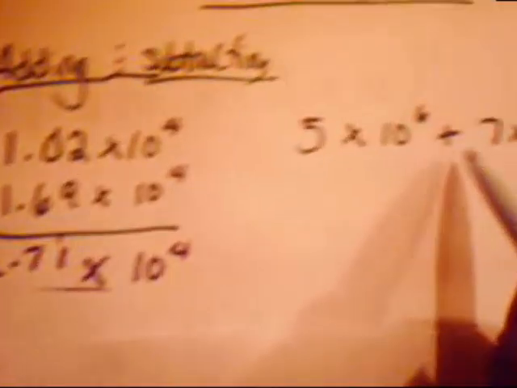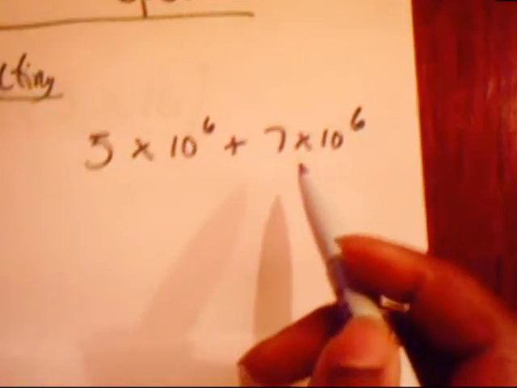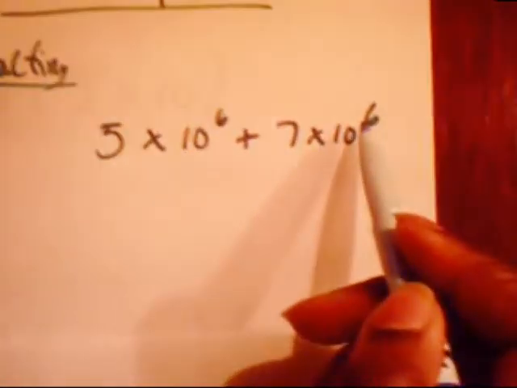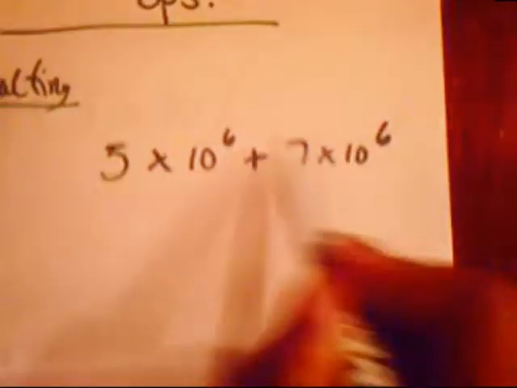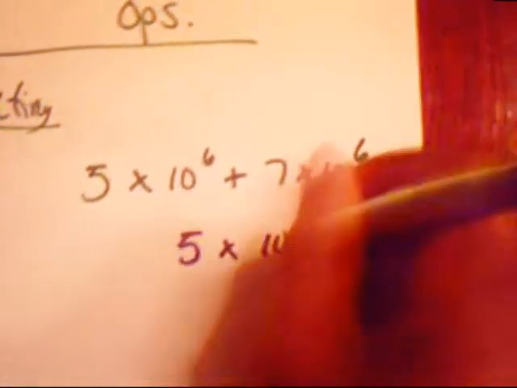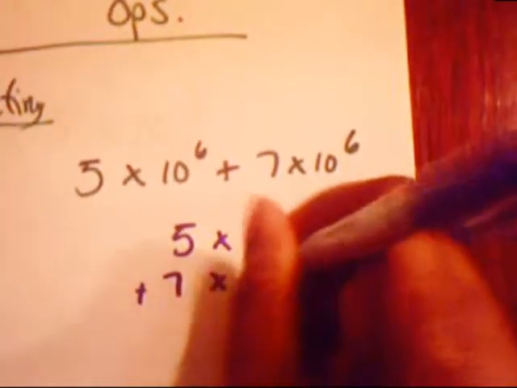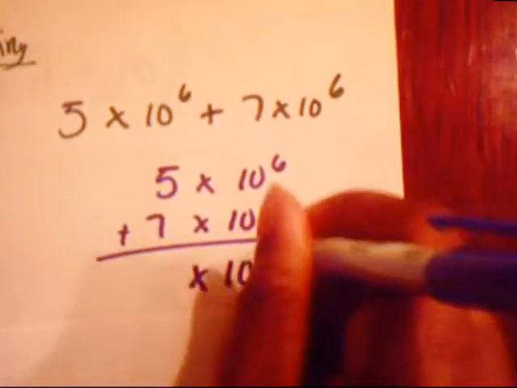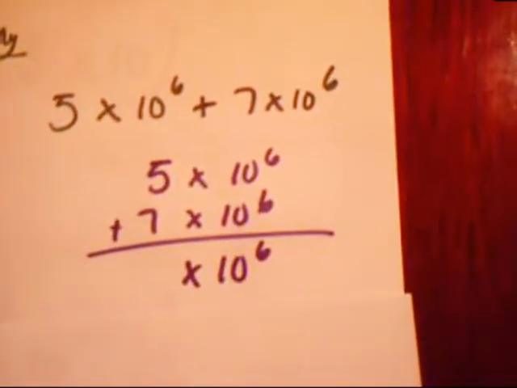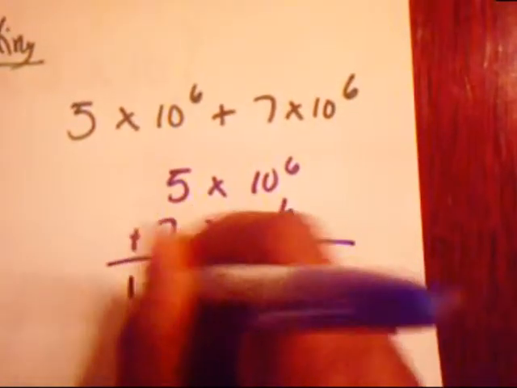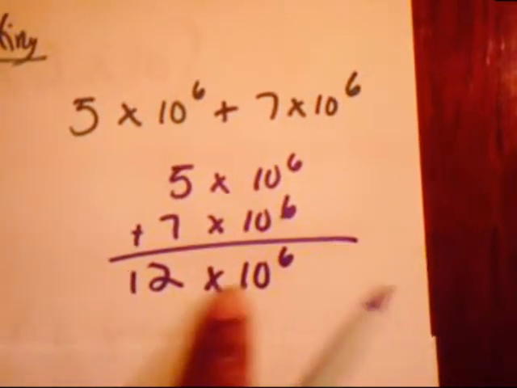Okay, let's look at this example over here of adding two scientific notation problems together. All right, 5 times 10 to the 6th plus 7 times 10 to the 6th. They're both 10 to the 6th power, so we're safe. So I'm just going to stack these on top of each other so I can add them. I'm going to keep my times 10 to the 6th power. The exponents won't change. And I'm going to add together 5 and 7 to get 12. When I check my answer, 12 times 10 to the 6th power.